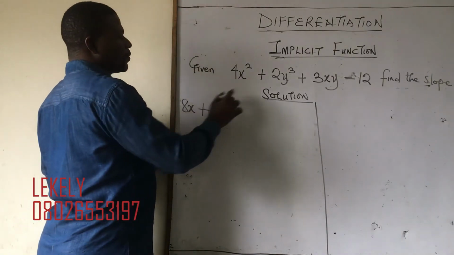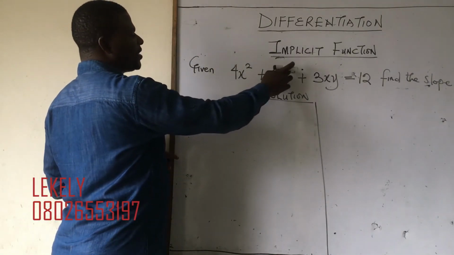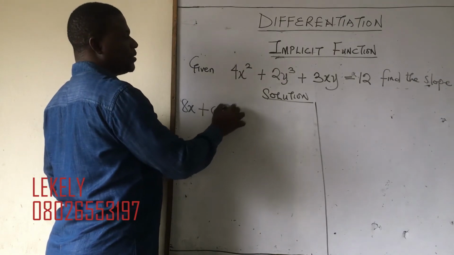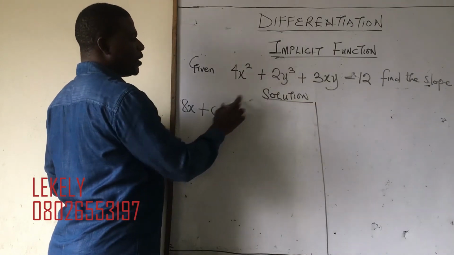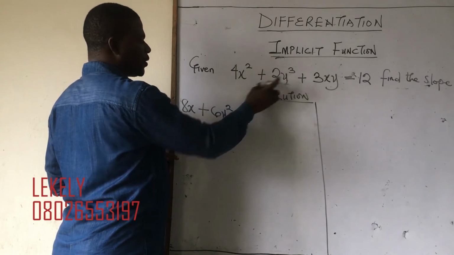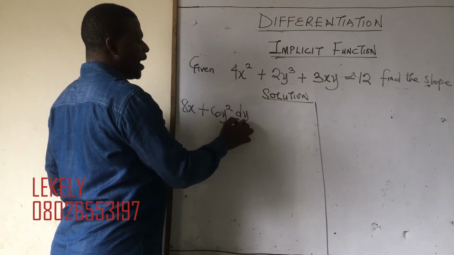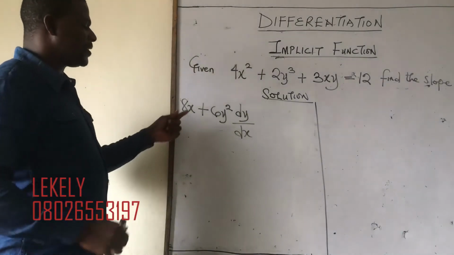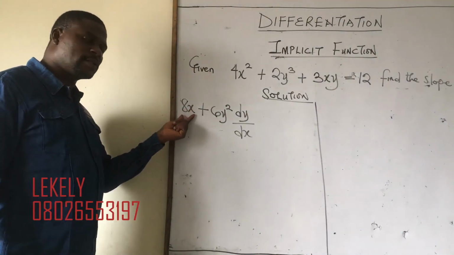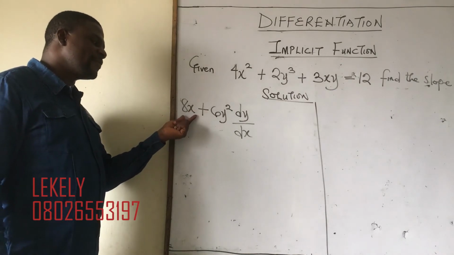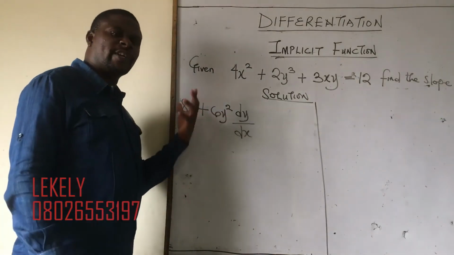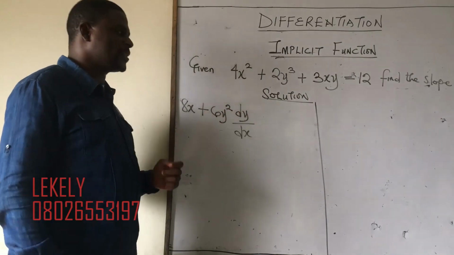Then plus 2y squared. If you differentiate this, 3 times 2, that will be 6y squared, because 3 minus 1 is squared. But because you differentiated with respect to y, you will put dy dx by the side. You do not put dy dx by the side of this one because it's only x. So it is when you differentiate with respect to y that you put dy dx.